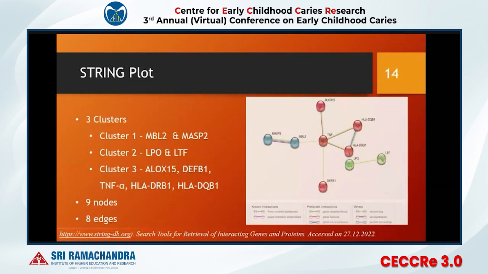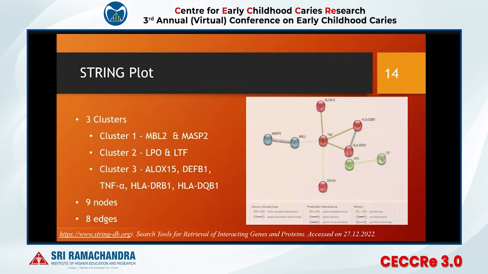To better understand the effect of the polymorphisms on the biological processes, a STRING plot was constructed using the STRING database. STRING stands for Search Tool for the Retrieval of Interacting Genes. The STRING plot constructed reveals 9 nodes representing the genes and 8 edges representing the interaction between them. These genes were clustered into 3 groups.